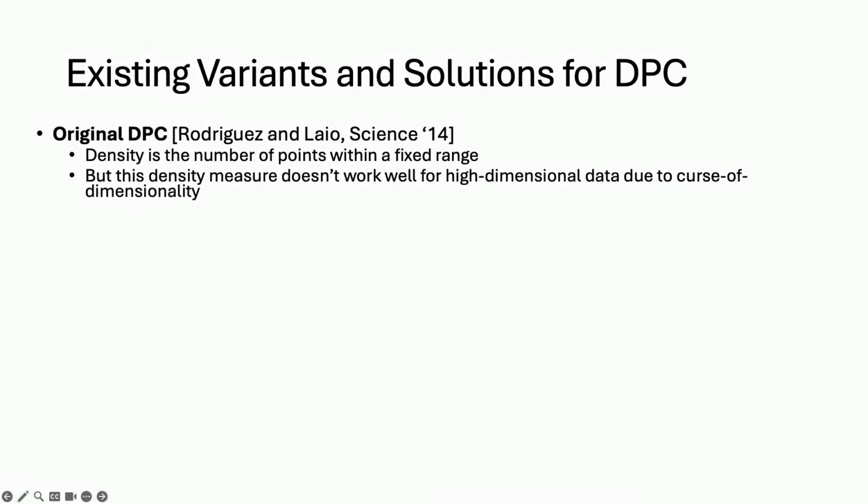Okay, so existing variants and solutions for DPC. The original DPC paper by Rodriguez and Laio defined the density to be the number of points within a fixed radius, which is what I drew on the previous slide. But unfortunately, this density measure doesn't work very well for high dimensional data due to the curse of dimensionality. In high dimensions, a lot of the distances are very close to each other. So using this kind of density measure doesn't allow you to differentiate between different points that have a different amount of importance in the data set. But the original paper was focused on low-dimensional data sets.